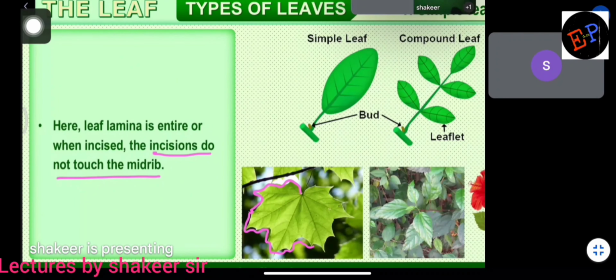So there will be a midrib to the leaf. So the cuttings in the leaf are called incisions. If the incisions are not touching the midrib, then the type of leaf you can call a simple leaf. Are you able to understand now? Clear now? And now let us see what is meant by compound leaf.